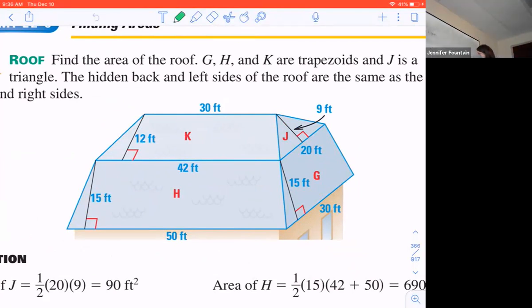Okay, so when I'm looking at this, I'm going to start with side K. What kind of figure is K? Do you see the red letter K in the top of the house? Example 6. Sorry, I was on the wrong thing. I'm looking at K. It's a trapezoid. What is my formula for a trapezoid?